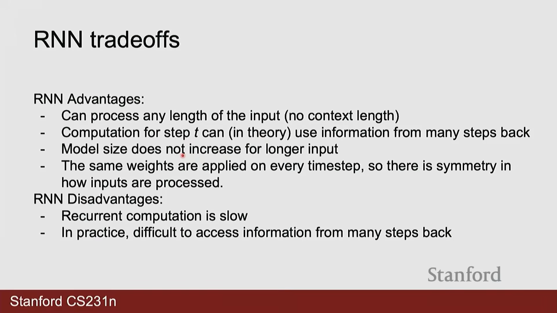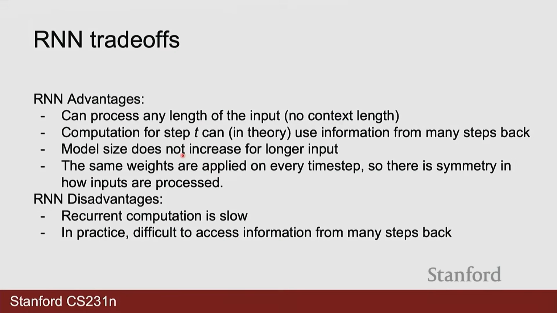Also, the model size does not increase for longer inputs. We had an example where what if you had a different layer for each input time step? You don't have this issue, which is nice. And we're applying the same weights at each time step. So we know the update rule for how we calculate the outputs is the same every single time. There's some nice symmetry here, and conceptually you're always doing the same thing at every time step, which is nice and also helps with some implementation as well.